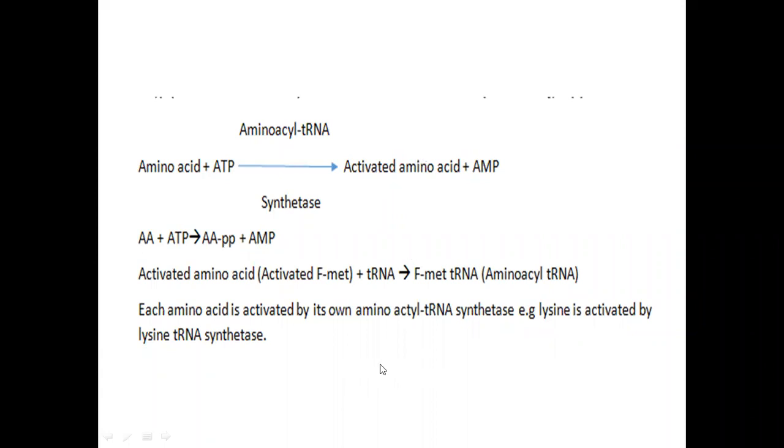So this is what happens during the charging reaction. After the charging reaction, we have the binding of messenger RNA to the ribosome and chain initiation.